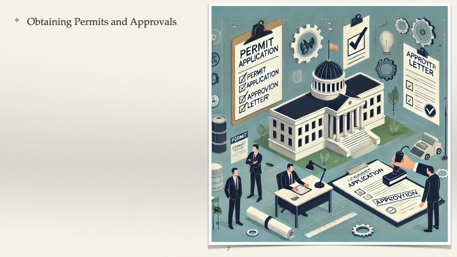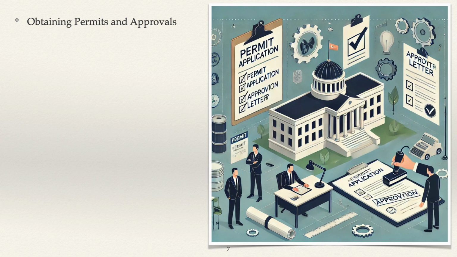Let us start the breakdown in brief about the subtopics. 1. Obtaining permits and approvals. Before construction can begin, the project team must identify the specific permits needed at the local, state, and federal levels. These permits vary based on the project's location, the extent of environmental impact, and the construction activities involved.